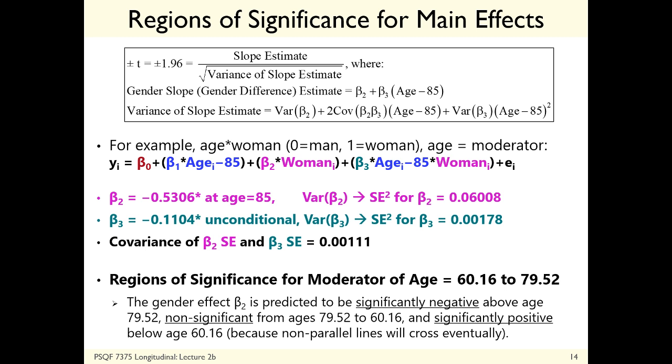There we go. What happens to this number as age increases according to the interaction term? This is more negative. So if the simple main effect is negative at 85, then it becomes more negative as age increases. So the regions of significance in this case, what this tells us is that the gender effect is predicted to be significantly negative anywhere past the age of 79. Between 60 and 79, it's going to be non-significant, and anywhere below 60, it would be significantly positive.